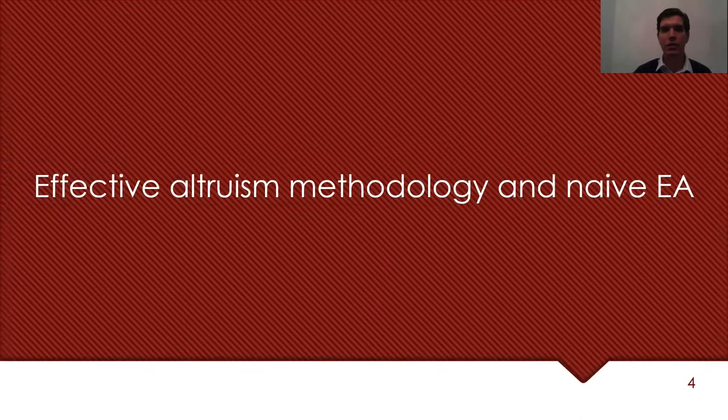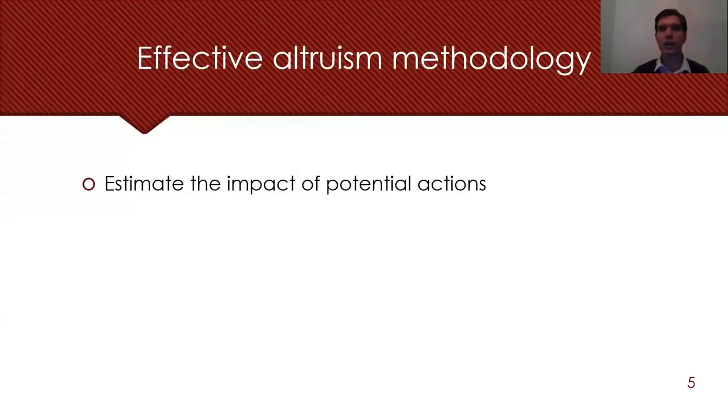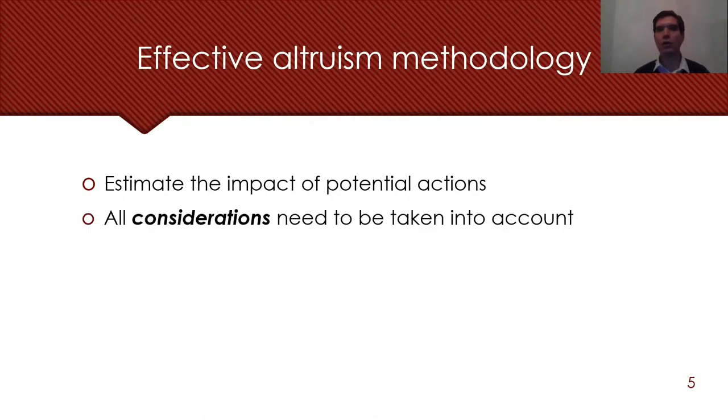So let's turn now to effective altruism methodology and naive effective altruism. So effective altruism is, of course, about doing the most good. And for that, we need to find the most effective actions, the most effective interventions. And to do that, we need to estimate the impact of potential actions. And that means that we need to take all relevant considerations, all considerations that are relevant for the impact of these potential actions, into account.